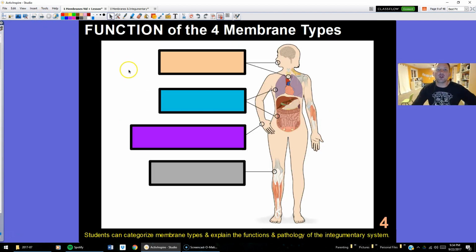So a quick review before we move on to the next type of membrane. The first kind of membrane we just talked about is mucosa or mucous membranes. It's found lining the inside of open body cavities. So that would be inside your mouth, inside your nose, inside your throat, inside your stomach, all the way through.